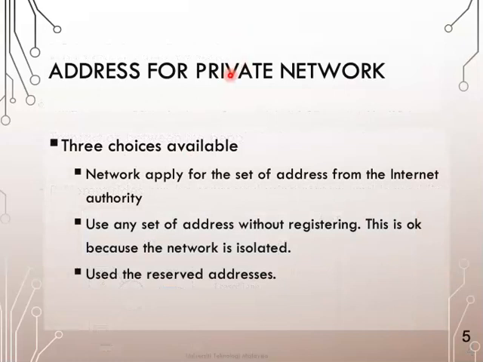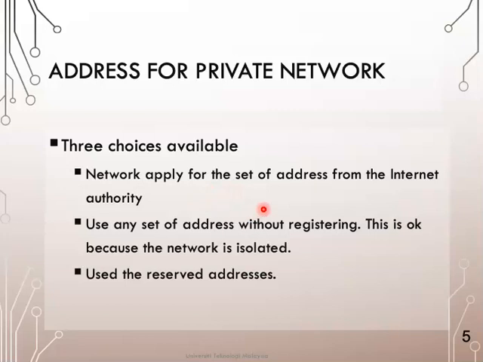Okay, for private network, three choices are available. First, the network can apply for a set of addresses from the internet authority. When they apply for this set of addresses, they can use them without being connected to the internet. One of the advantages of this strategy is that in the future, if the organization needs to be connected to the internet, it can do so very easily, because they have been allocated a set of addresses from the internet authority. However, the disadvantage is the address space is wasted.